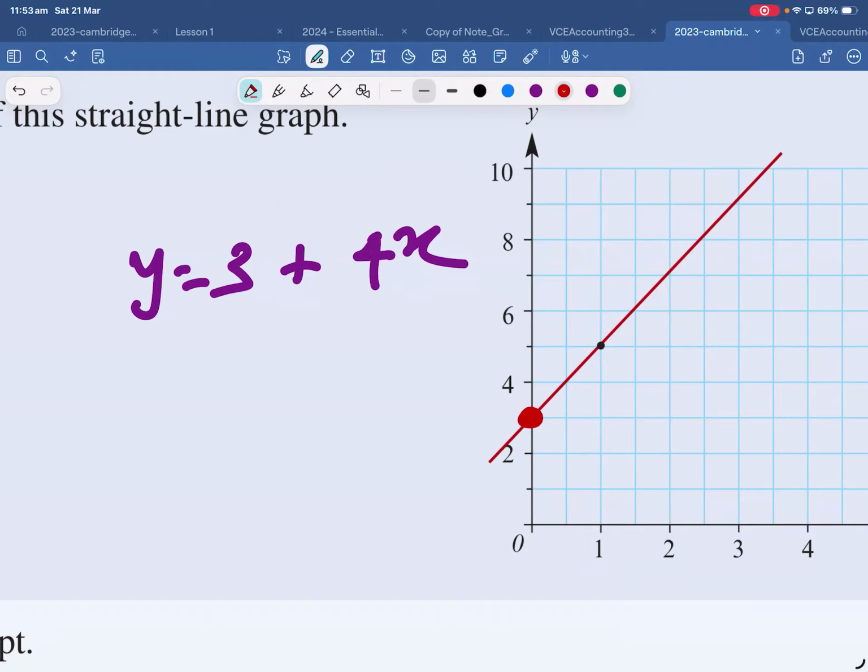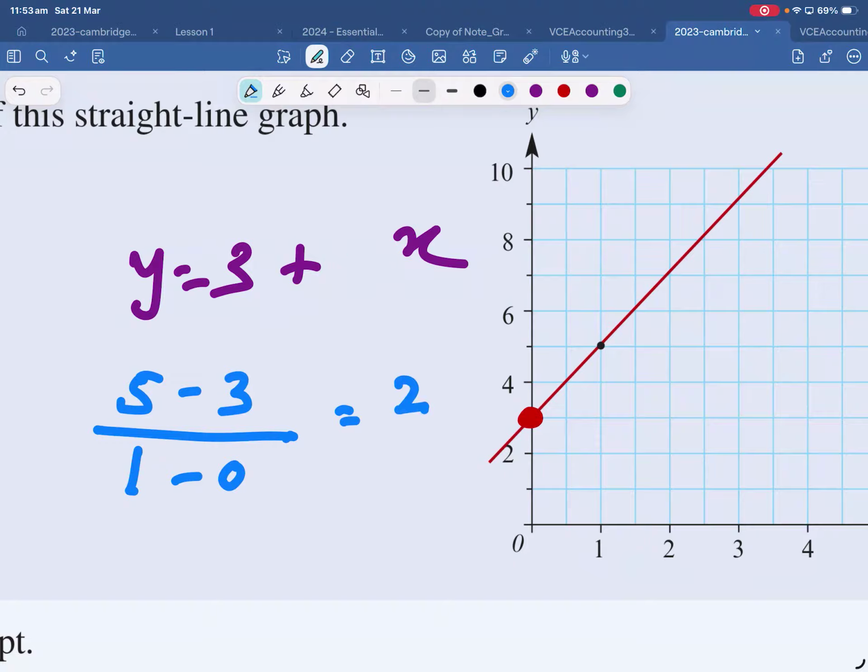And then I did 1. Right, so run. So how did you do the numerator? 5 minus 3, and then 1 minus 0. So basically that'll be 2. So this will be 2x. Yes.